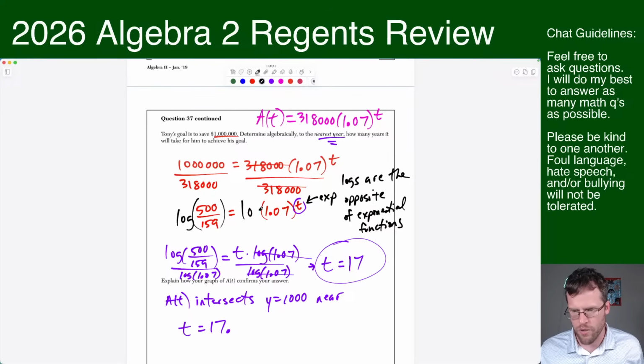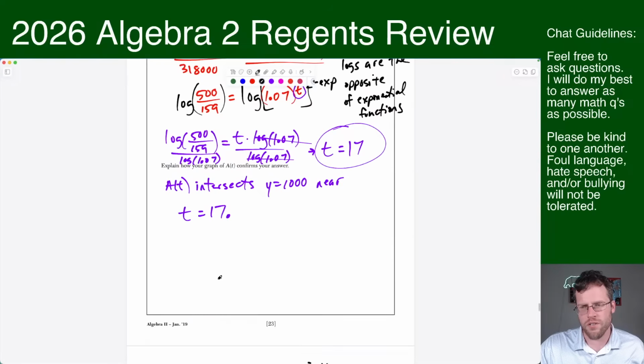Okay, but I chose log base 10. If there's no number written at the base, it's log base 10. So I have log base 10 of this. But then the exponent property is I could bring the power t in front. And then once I have t times log of this, I just divide by log of 1.07 on both sides. And then I get my answer.